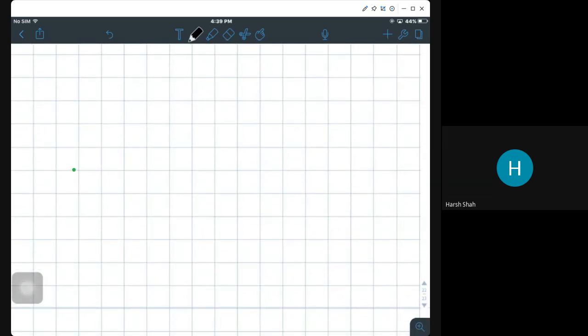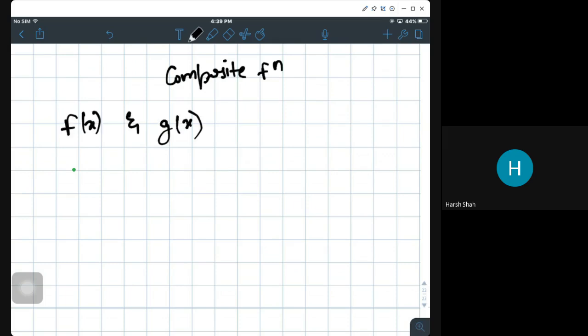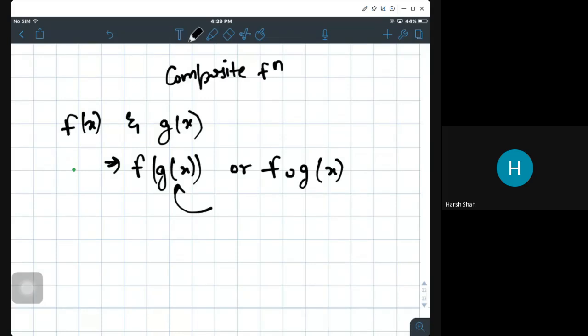Now we come to the main part, which is known as composite function. Composite function is like a function inside a function. If I have f(x) and g(x), then f of g of x is my composite function. I can write it in two ways. How do we calculate it? First, start from the inside. Put x in g(x). Whatever output you get, put that completely in f.